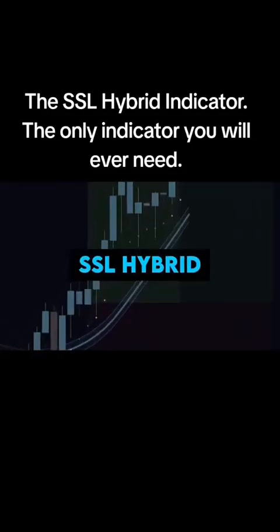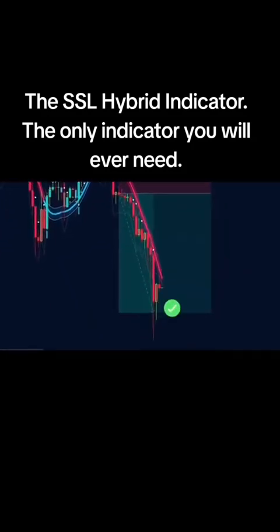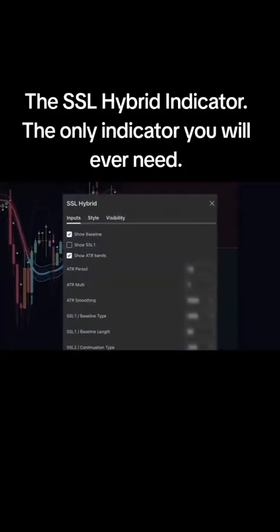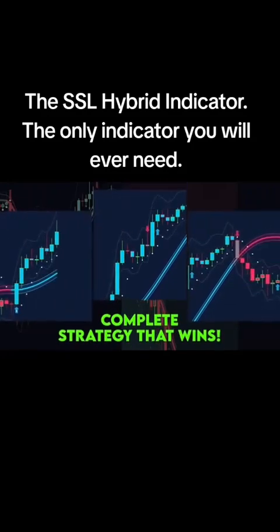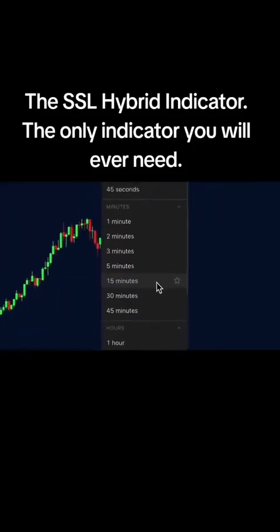It's called the SSL Hybrid Indicator, and in this video, I'm going to show you exactly how it works, the exact settings for maximum accuracy, and a complete strategy that wins in any market condition. Let's get into it. First, head over to TradingView and pull up any market you want.